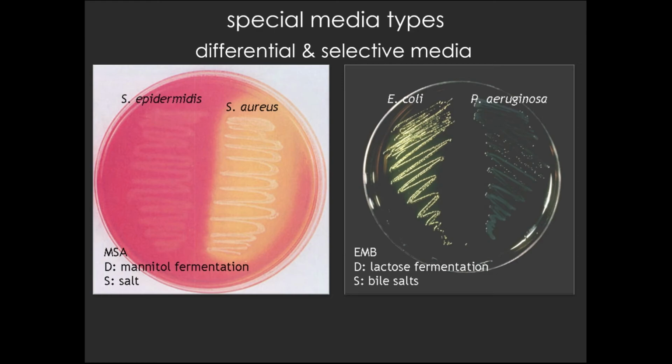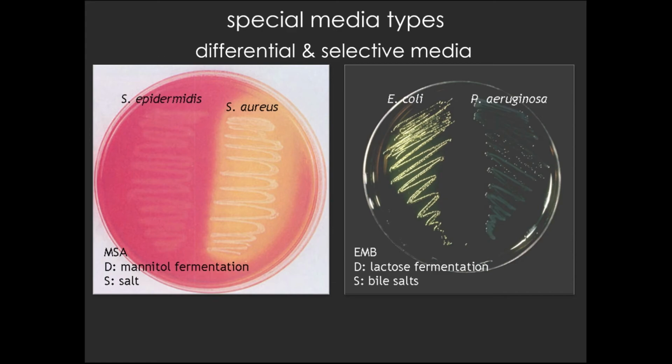And that, again, is something that you're going to be looking at later on because you're going to have an enteric unknown. And one of the things that you need to know about that enteric unknown is, do you ferment lactose or not? Now, this is also considered to be a selective medium, whereas MSA had salt as a selective ingredient. EMB has bile salts as a selective ingredient, which may sound familiar, right?